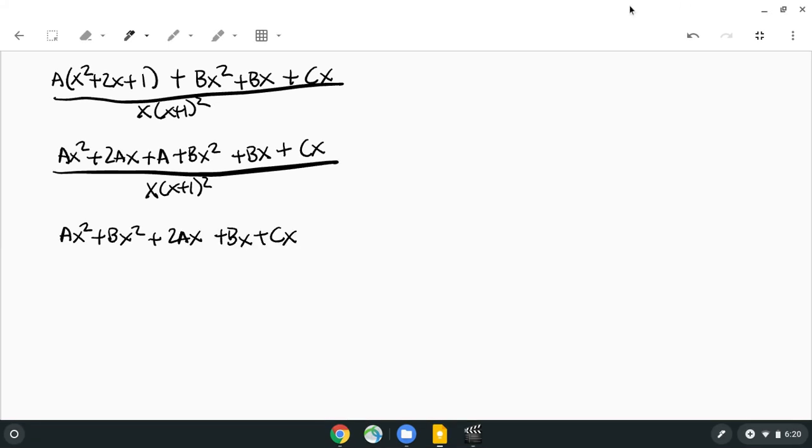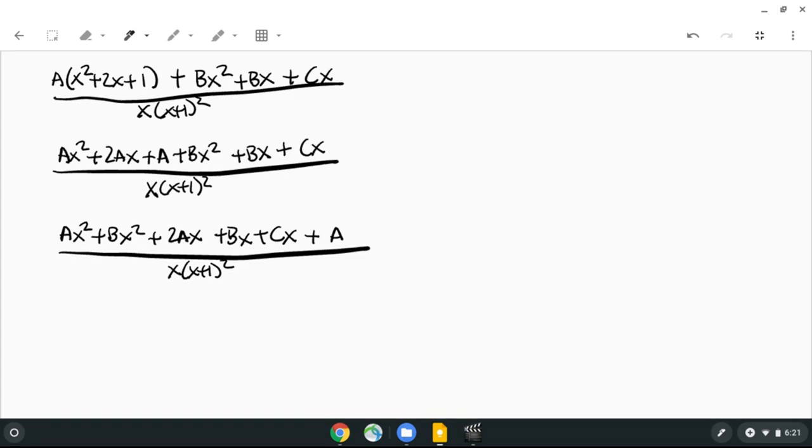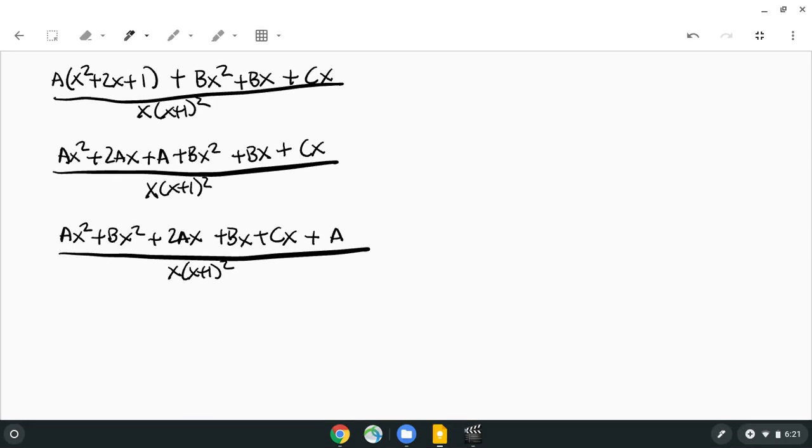And then I'll put my no-x term, and it looks like I only have this one. I'm going to put that one all by itself, plus a, all over the denominator x plus 1 squared. And here I'm going to go ahead and factor again. Factor out the x's, that way I can see what I have in the numerator.